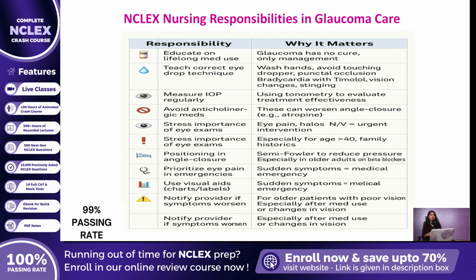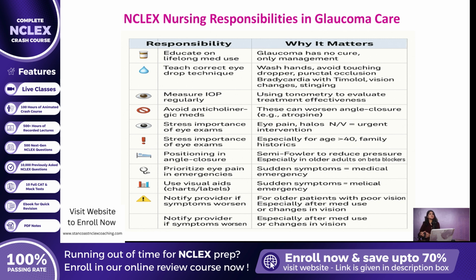Moving on, remember, avoid giving anticholinergic medications to glaucoma patients. These include drugs like atropine, which can worsen angle closure glaucoma. It's a critical NCLEX tip. And here's a big one. You have to be able to recognize the signs of an acute glaucoma crisis. If a patient is complaining of eye pain, seeing halos around lights, or experiencing nausea and vomiting, this is an emergency. These symptoms point to angle closure glaucoma, and you must act fast.